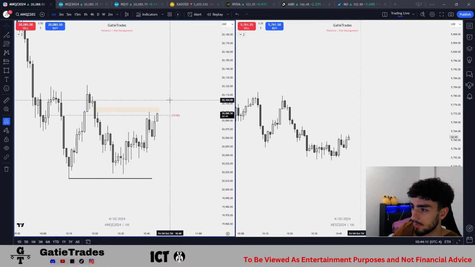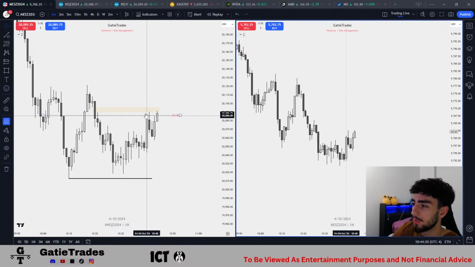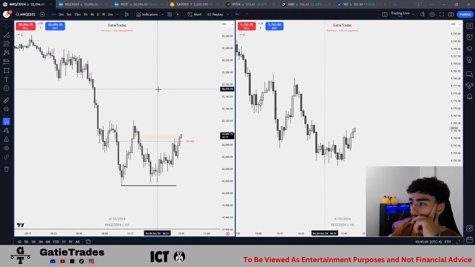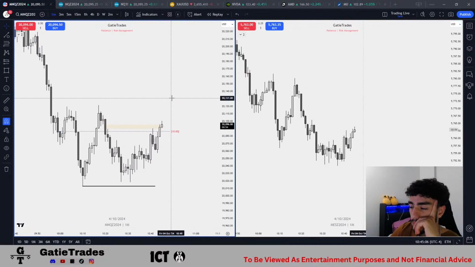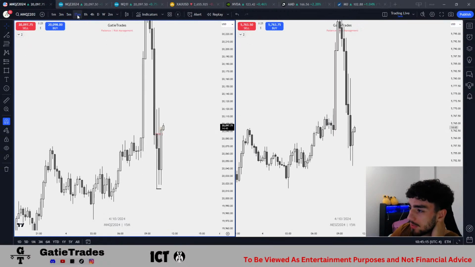Could also just take this inversion. I like the relative equal highs on ES. Kind of depends how we react to this. If we get the mitigation, that's your full chain of state delivery then, and it's pretty clean. US30, yeah, honestly, I'm tempted to take this too, but I think it's best if I just walk away.